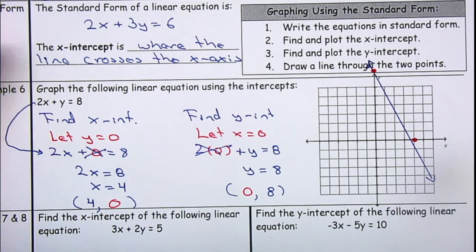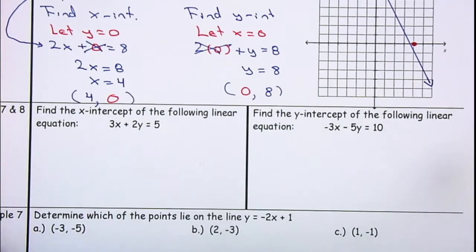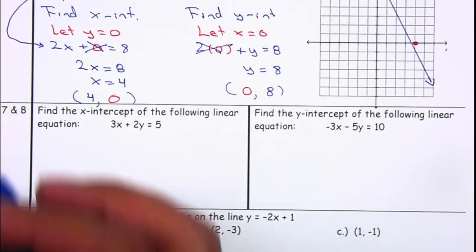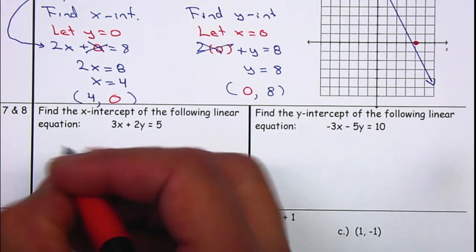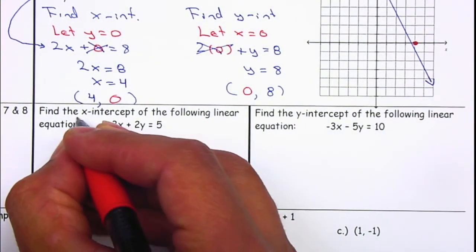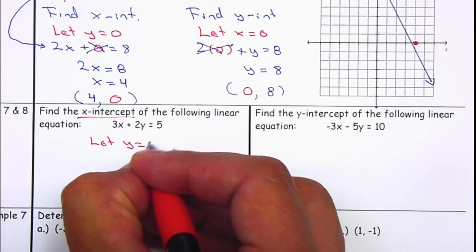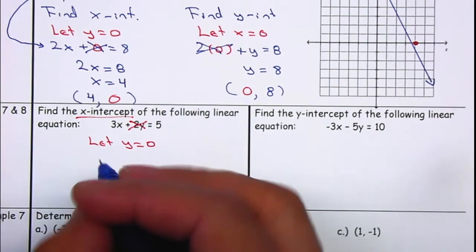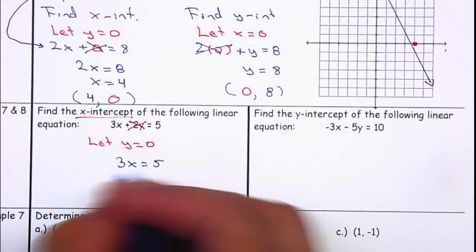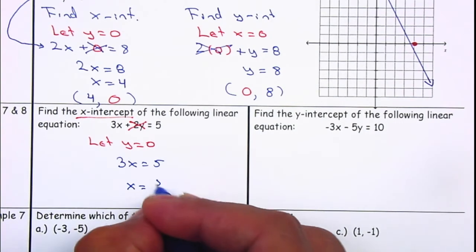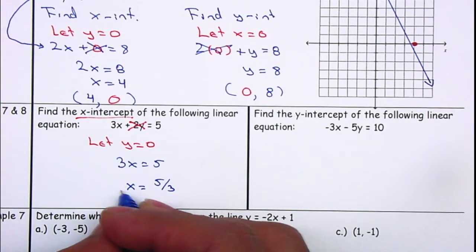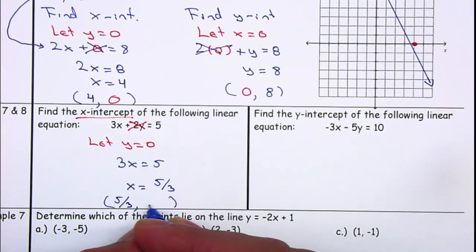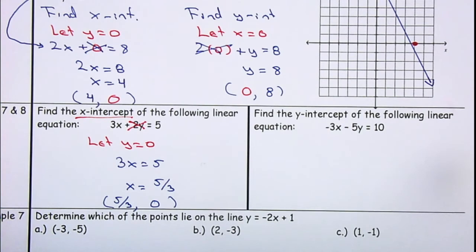Simple enough. Example number 7. Find the x-intercept. Remember, to find the x-intercept, we're going to let y equal to 0. That means that 2 times 0 is 0. That will cancel out. We have 3x is equal to 5. Divide by 3 on both sides. X is equal to 5 over 3. I need you guys to give me the answer as a point. So this will be 5 over 3 comma 0. That will be your answer.